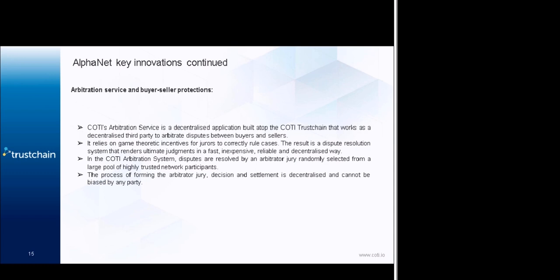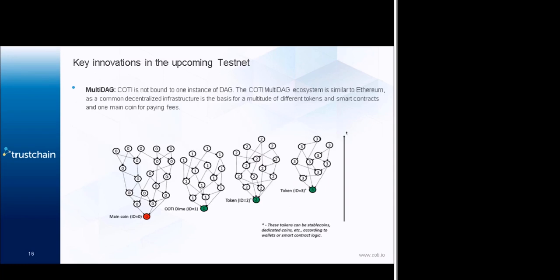The arbitration system is basically a decentralized application built atop the Coty Trustchain protocol and infrastructure. It relies on game theoretic incentive for jurors to correctly rule cases. Arbitrator jury is selected from a large pool of highly trusted network participants, and the process of forming the arbitration jury, getting to a decision and settlement is decentralized and cannot be biased by any party. So these were the significant key innovations in our AlphaNet version.